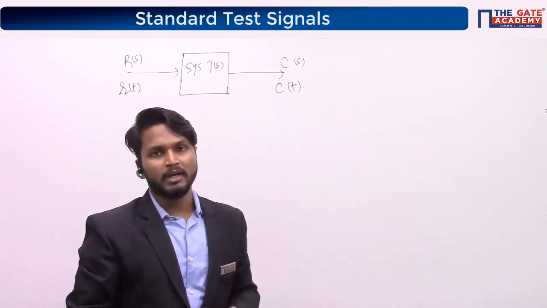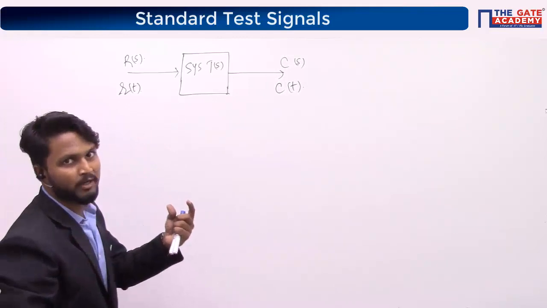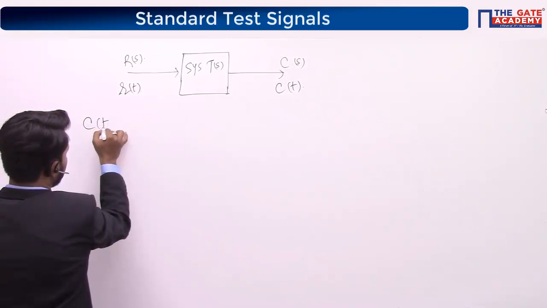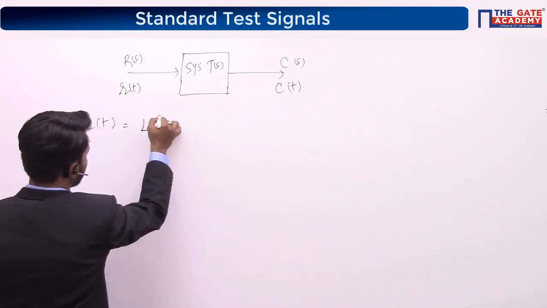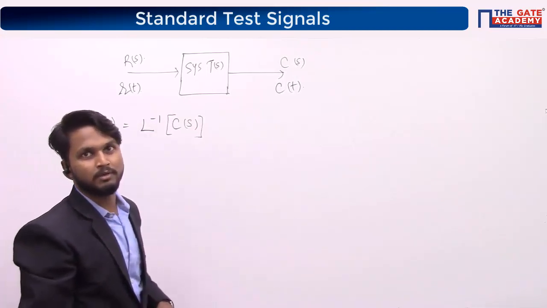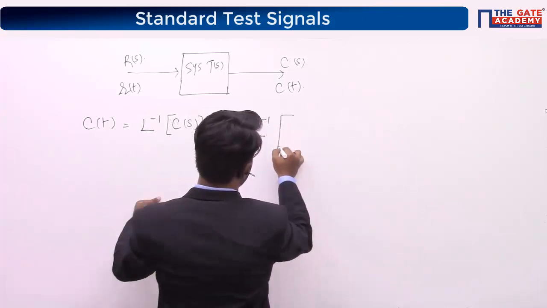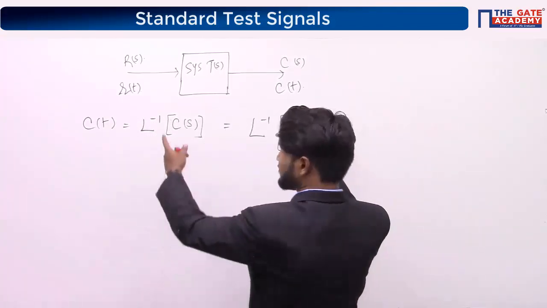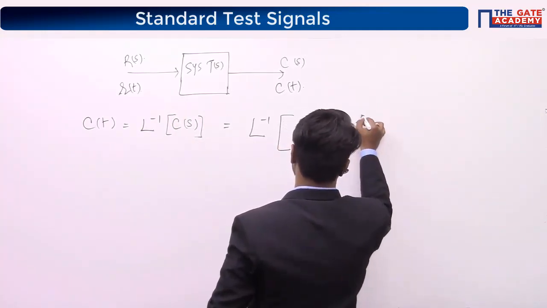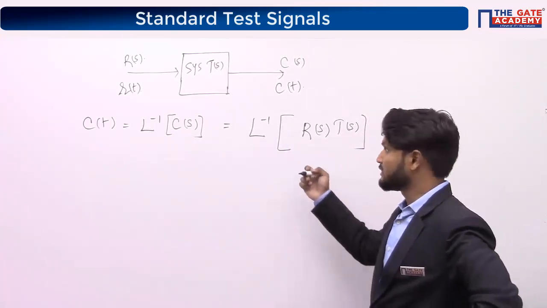So if you want to find out C of T, how can you find it? First you have to find out C of S. C of T is equal to Laplace inverse of C of S. So what is C of S? C of S is equal to R of S multiplied by T of S. Laplace inverse of R of S multiplied by T of S is nothing but your C of T.